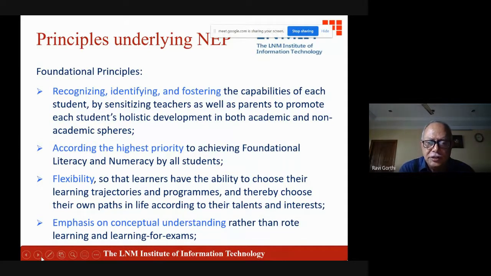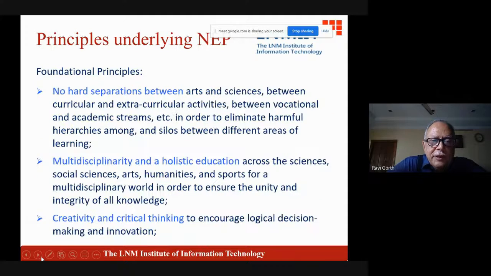Emphasis on conceptual understanding, a beautiful point. Let's look at it. Emphasis on conceptual learning rather than rote learning and learning for exams. Get by heart, cram it, produce the paper, the answer sheet. No, conceptual learning. Is he learning to learn? Is he evolving in his cognitive capabilities to understand the concepts and the techniques?